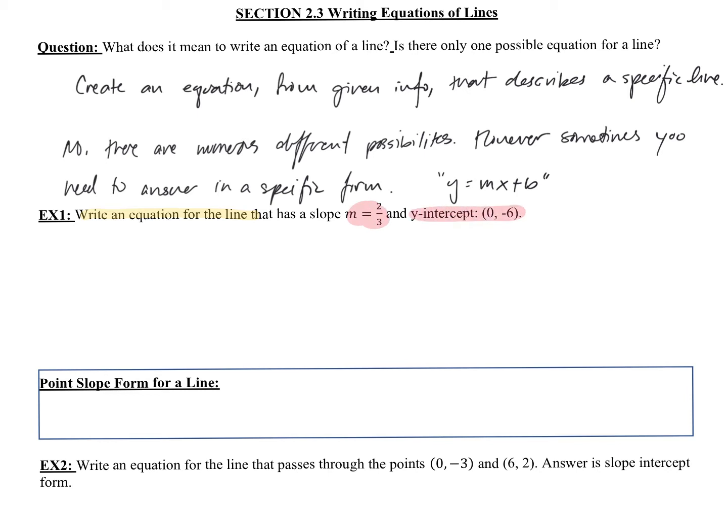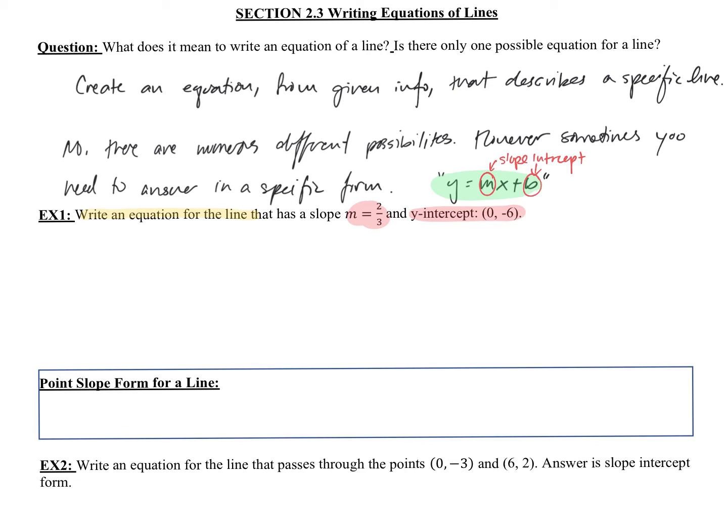So I'm going to think. Do I know a generic equation for a line? I do. Right here, I just mentioned it earlier. y equals mx plus b. This is, once again, slope-intercept, which is why it's called slope-intercept. So we have the equation of a line in slope-intercept form.